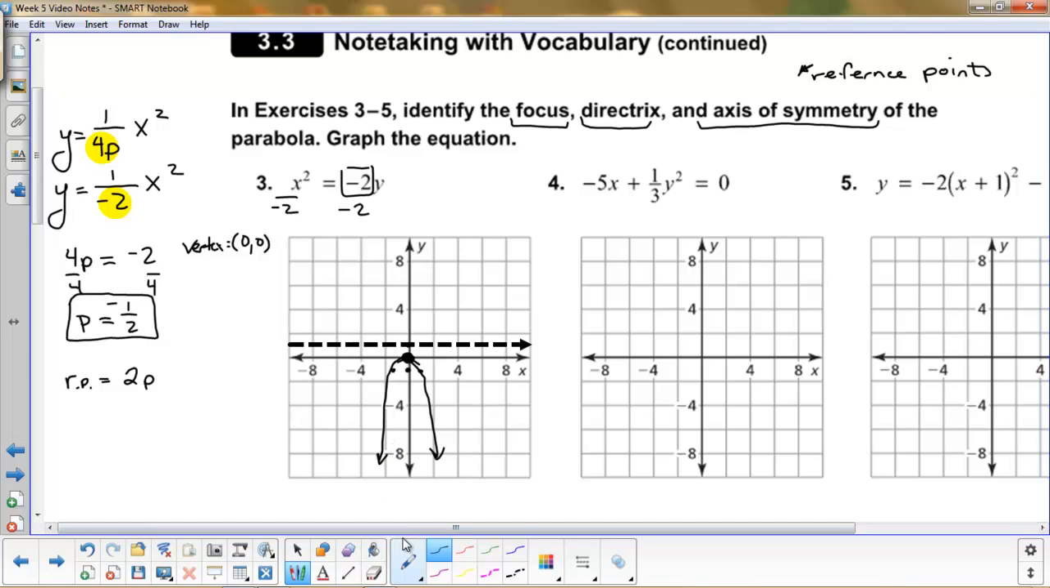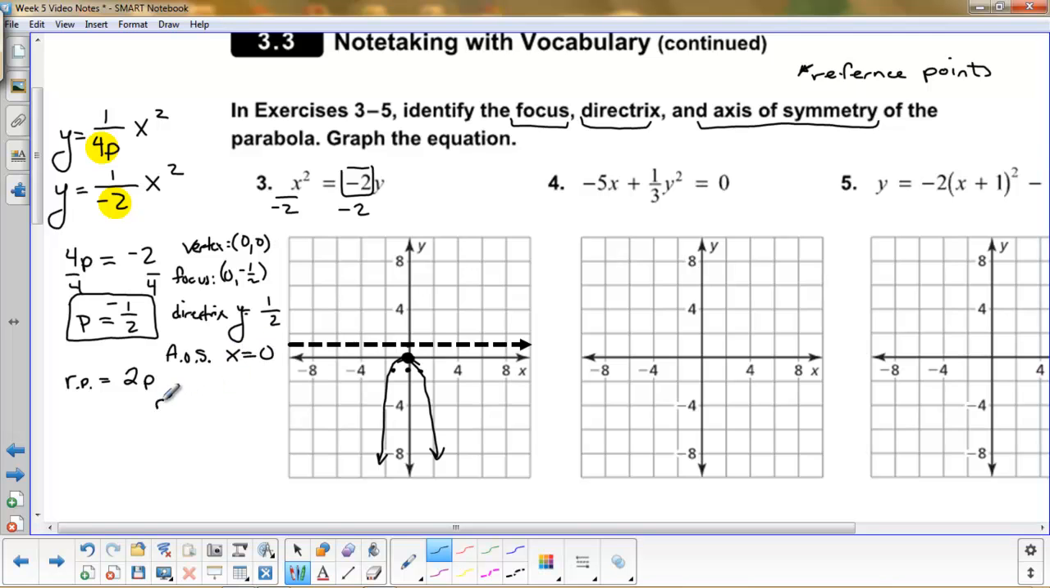Okay? So now let's go back in and fill in all of the missing information. The focus is an ordered pair. The ordered pair for this focus is going to be (0, -1/2). The directrix is the equation of a line. And the equation of my line this time is a horizontal line. So that's y equals 1/2. The axis of symmetry, AOS, is also a line, but it's a vertical line at x equals 0.